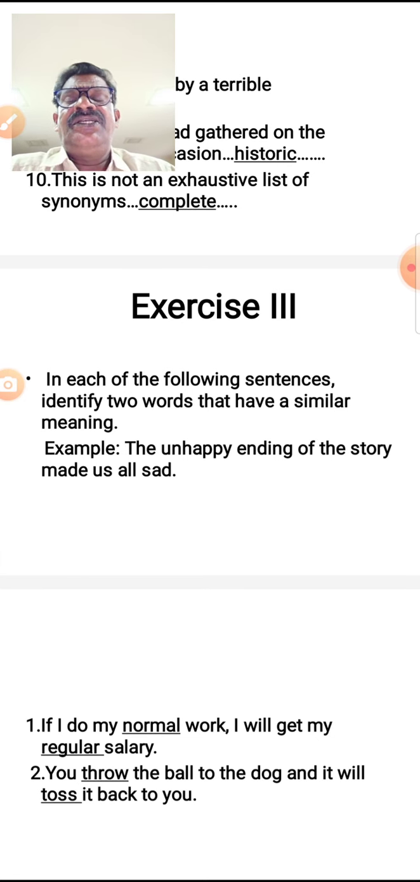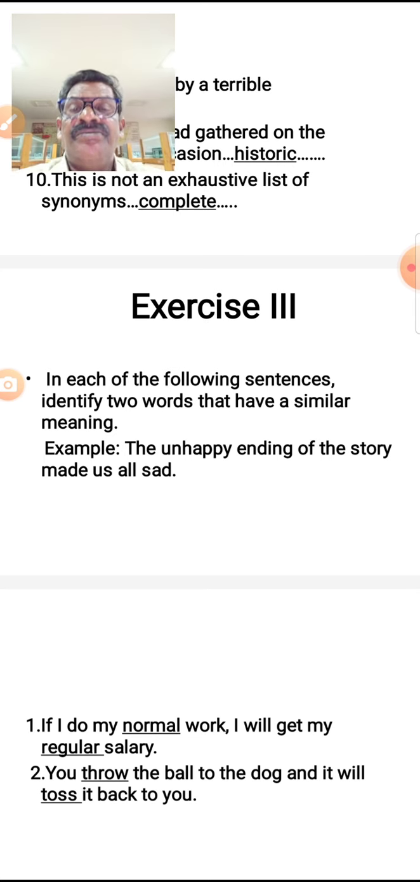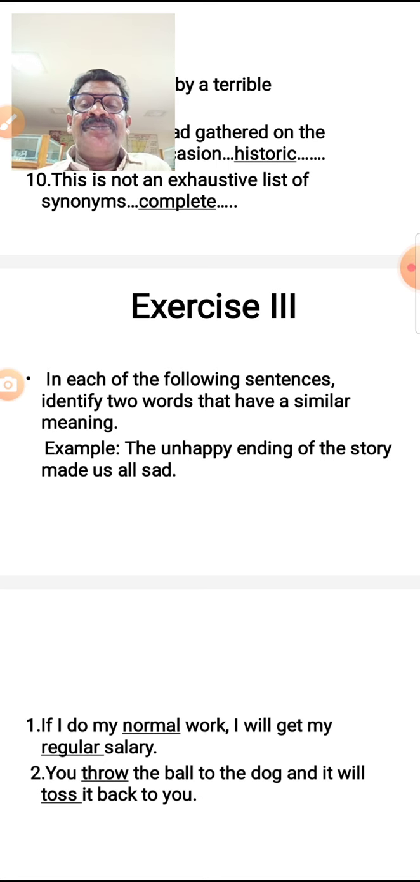So all of the exercises that have been prescribed in your textbook have been done successfully. So what you have to do is just note down. Right. So now let us come to the exercise number 3. In each of the following sentences, identify two words that have a similar meaning. In the sentences there are so many words, but two words have similar meaning. So you have to find them out.